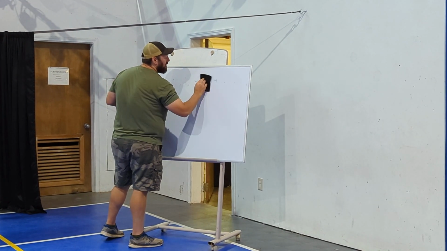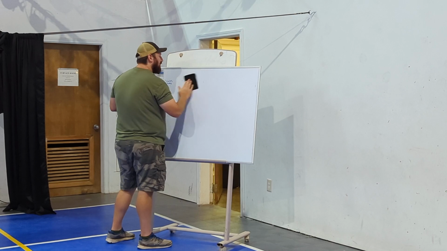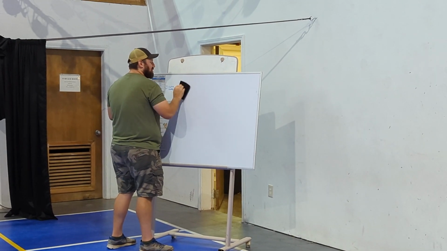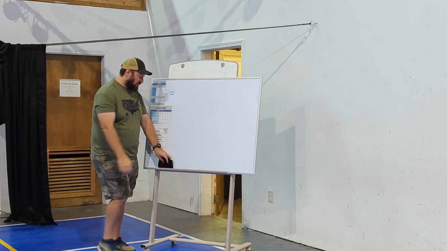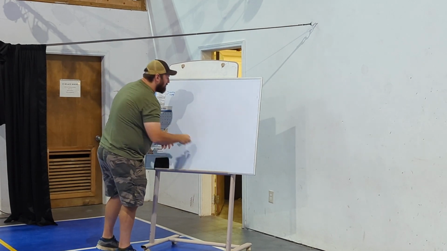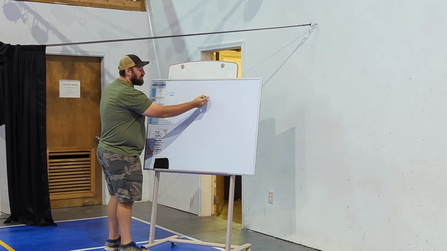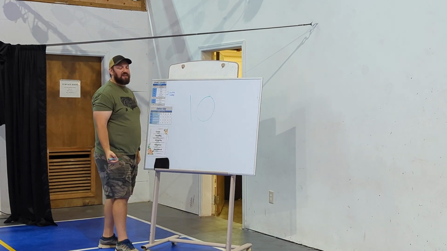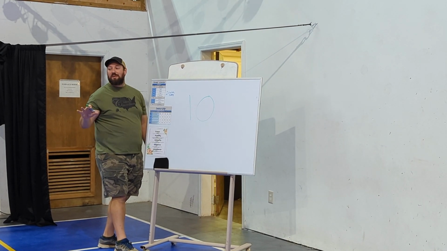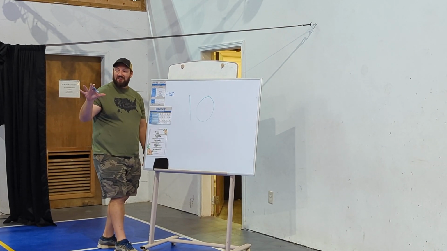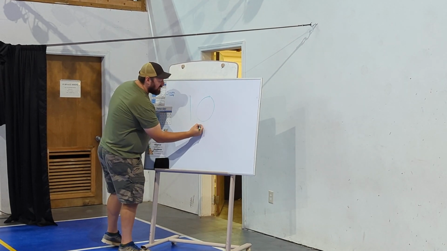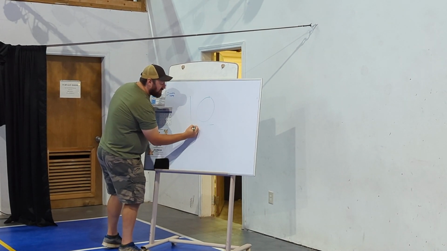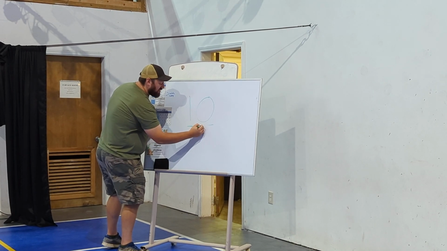0, 1, 2, 3, 4, 5, 6, 7, 8, 9. And then when we get to 10, what happens? Do we have a whole new set of symbols? No, we don't. We represent it as this, right? Okay, so this is like a basic math overview. I know that this is a little bit boring, but it's going to help you when we talk about basics.